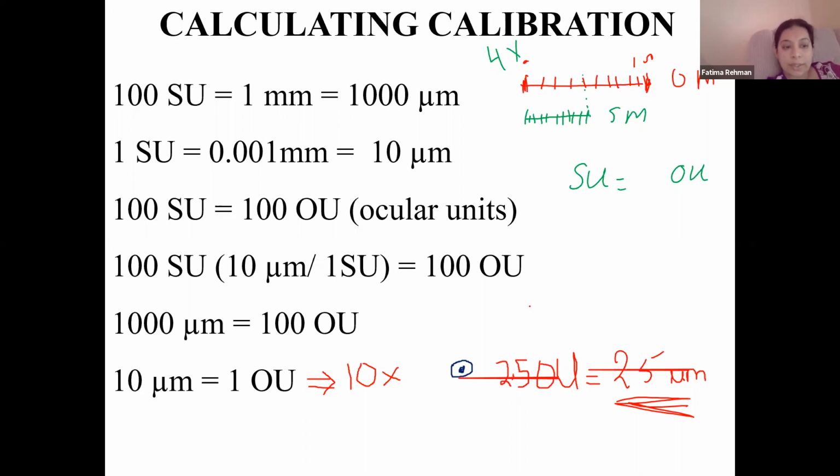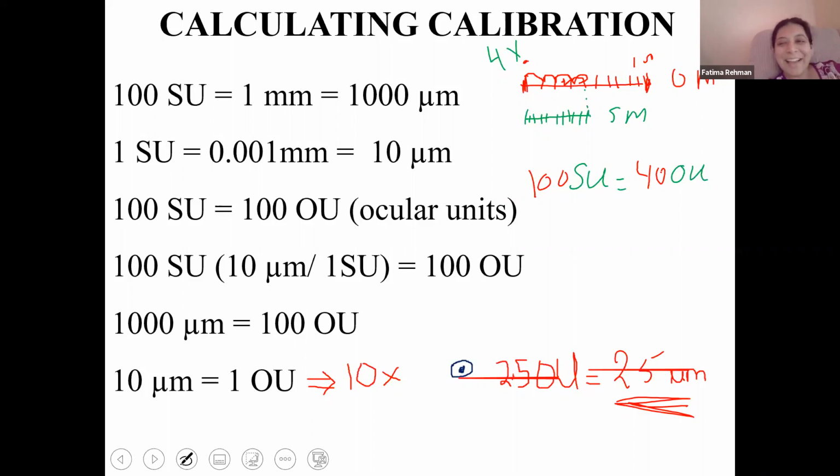100 stage units is good. So yes, it is 100 stage units because you see the entire length of the stage units or stage micrometer. However, it is not 5, but rather 10, 20, 30, 40, right? So it is 40. So it's going to be 40 ocular units.